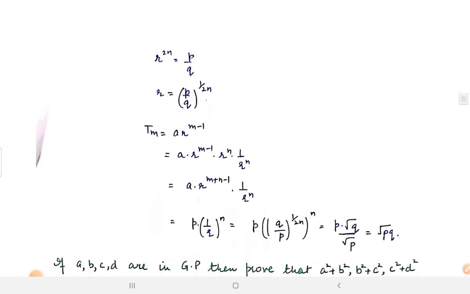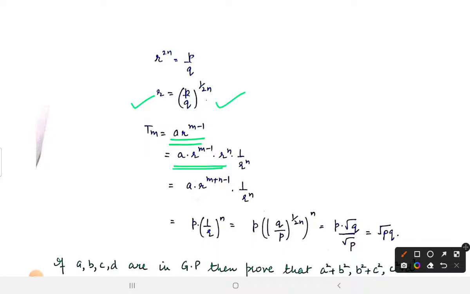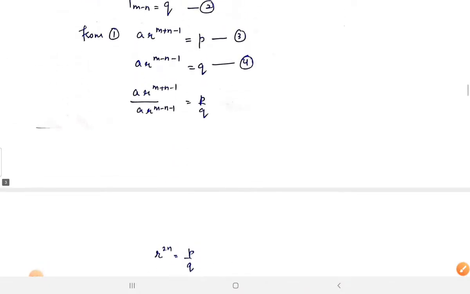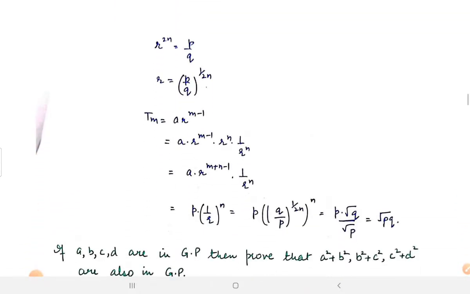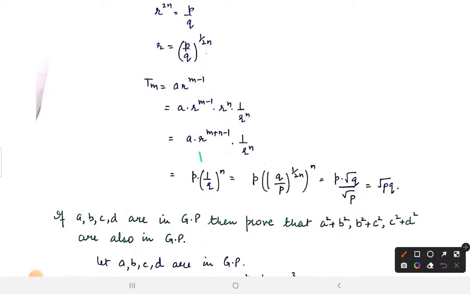So the mth term is given to us as a r^(m-1). But we have the value of r as this. So let us multiply and divide by r to the power n. So we have m plus n minus 1. This is the first term and this is the second term. So what is the value of a r^(m+n-1)? The value of m plus n minus 1 is p. So put the value of p here. We have p, and here is 1 upon r to the power n.